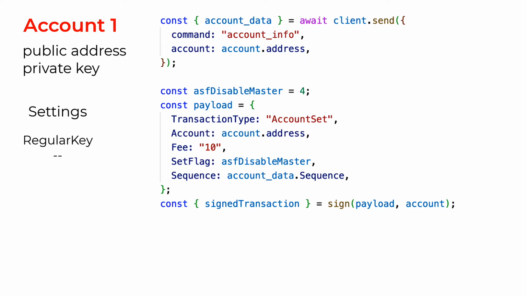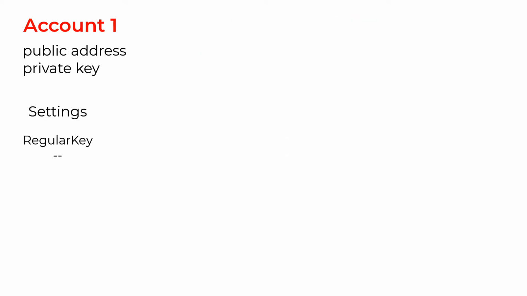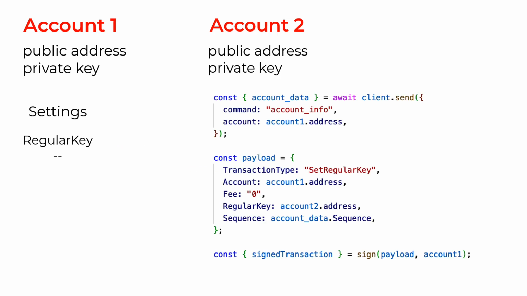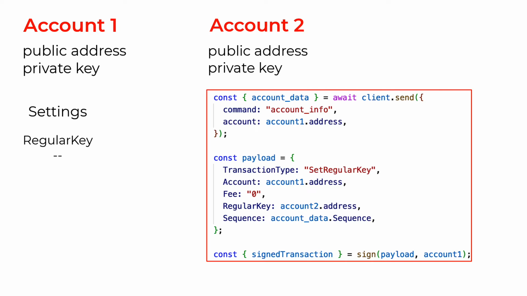Now let's see how we can assign a regular key to our main account. In order to do that, we need another account. Let's call it account 2, which also has a public and private key, obviously. Now we can run a SetRegularKey transaction to set this second account as the regular key for the main account. So this is a SetRegularKey transaction type. We are setting it on the first account. Fee is 0. I'll let you know when it's free, that is when the fee is 0 and when it is not, in the next video. We will see this code in detail in the next video too.